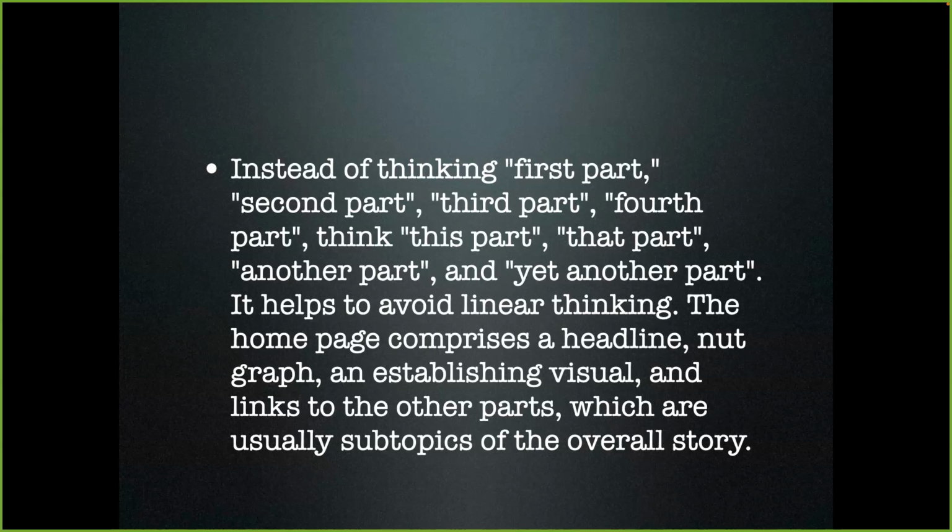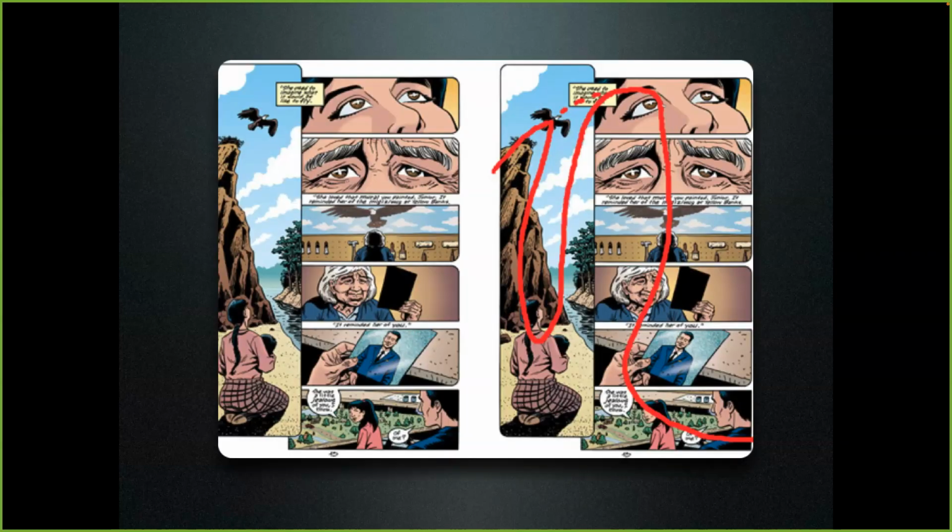So let's take a look at how panels would work. In this case, we have a flow, and we can't even read what she's saying, but I want you to just look at it. What we see is a young girl holding what looks to be a baby and looking up at this eagle. We see her brown eyes have a reflection of the eagle in her eyes.